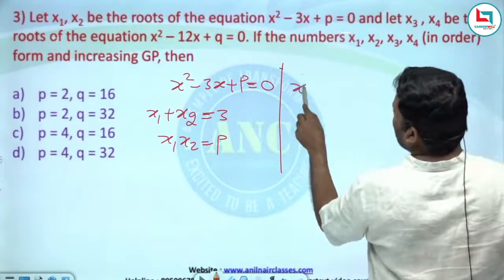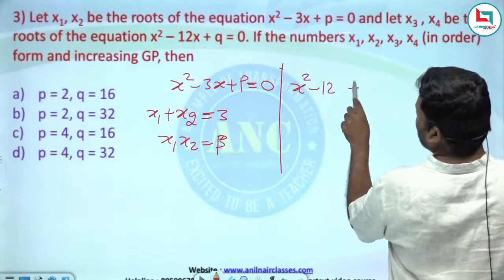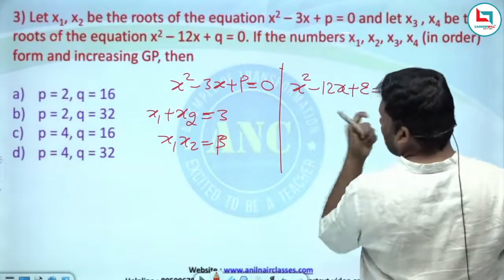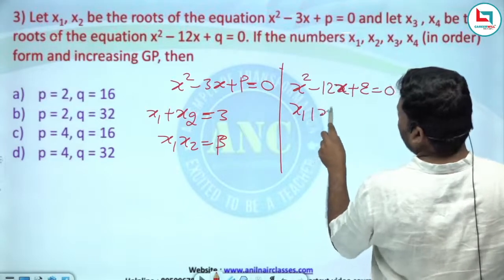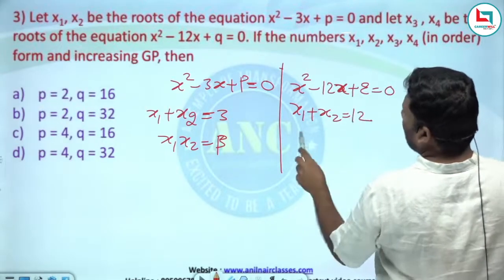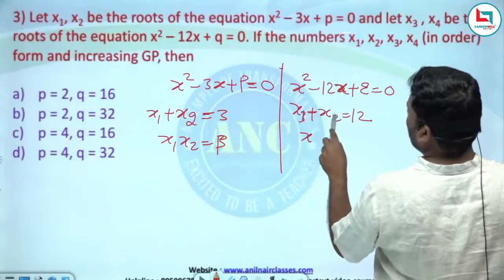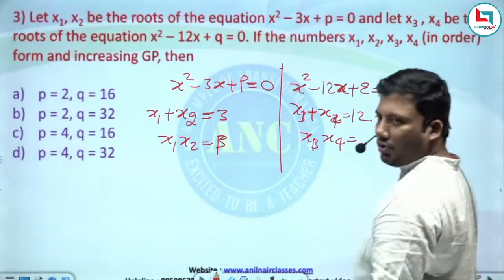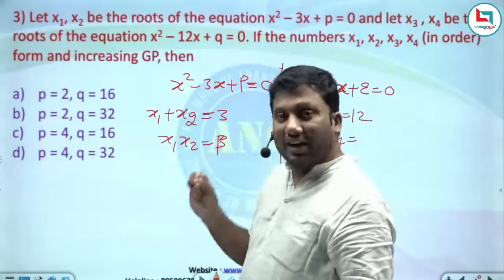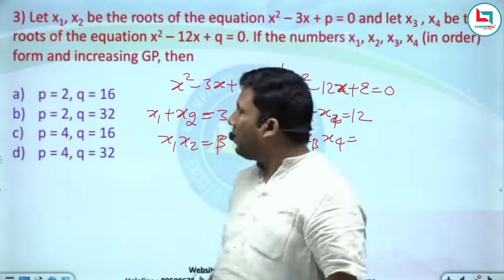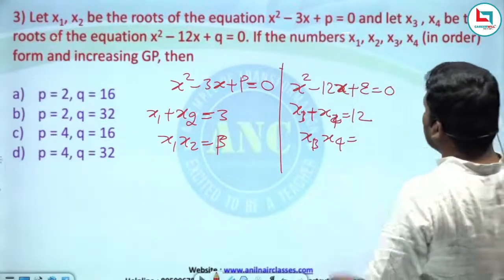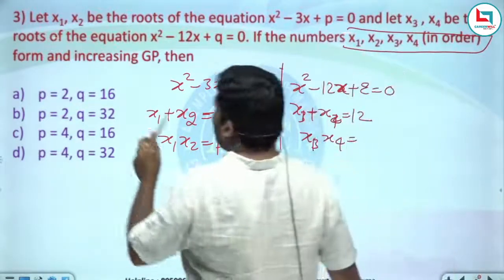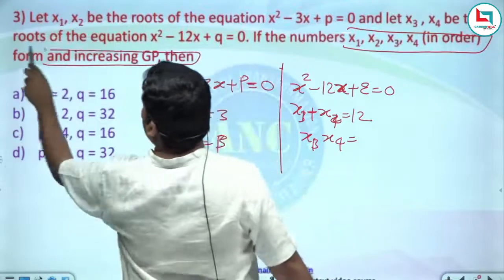Next it is x square minus 12x plus q equivalent to 0. Sum of the roots is given by x3 plus x4 equivalent to 12, and x3, x4 is equivalent to q. What we will do is first read the question and convert the question into a mathematical expression. If x1, x2, x3, x4 are the roots, they are in increasing order and in a GP progression.